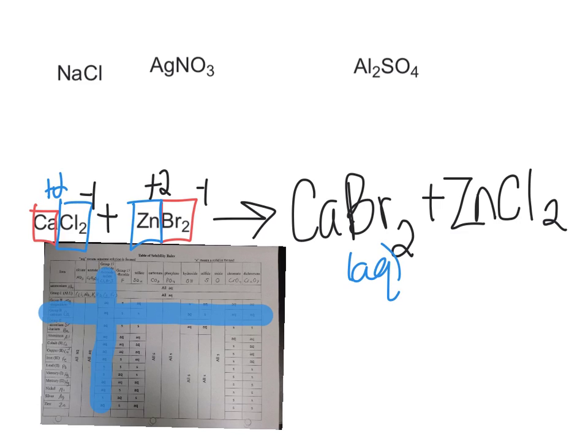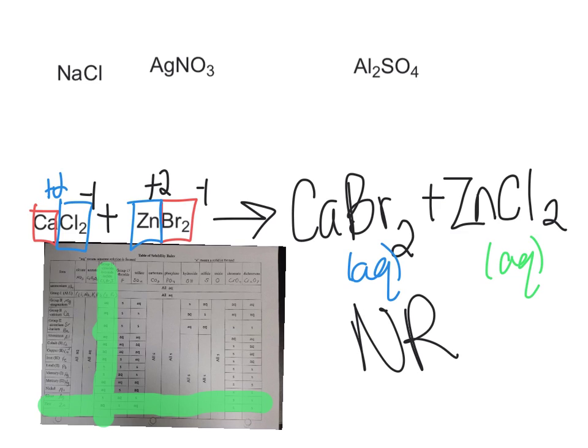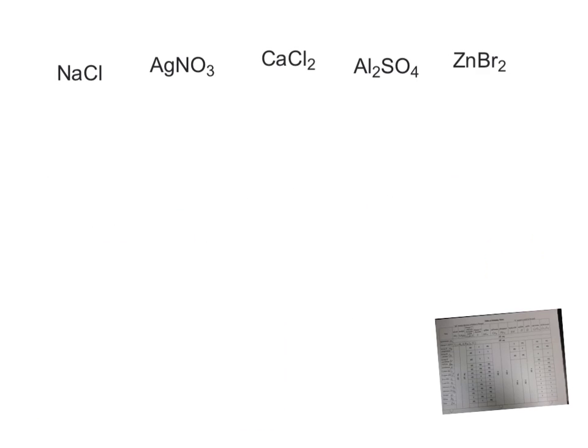Next one is zinc and chlorine, so find zinc, zoom, zoom, zoom, all the way across. Chlorine, Cl is here, and that's another aqueous. Because we have no precipitate here, this is not going to be a reaction. So let's do one more where we can actually do the net ionic. So this time let's try calcium chloride and aluminum sulfate.